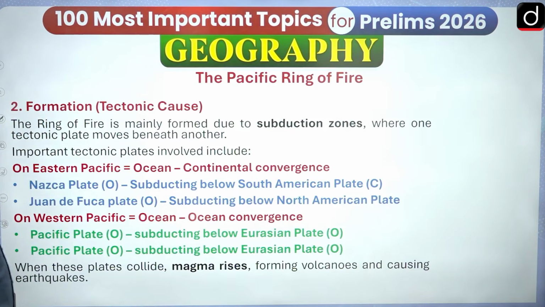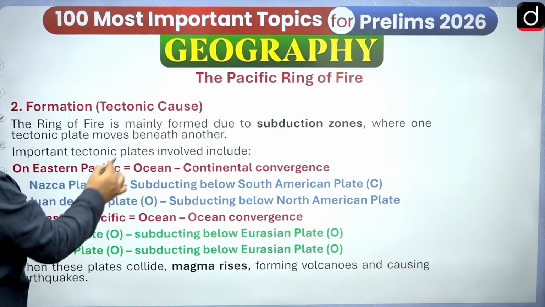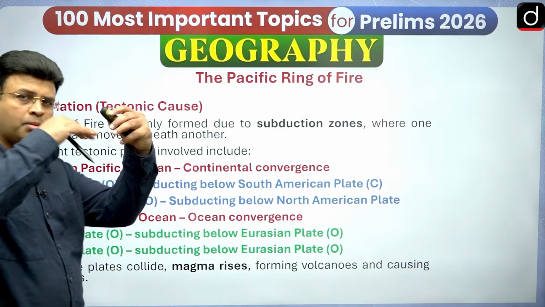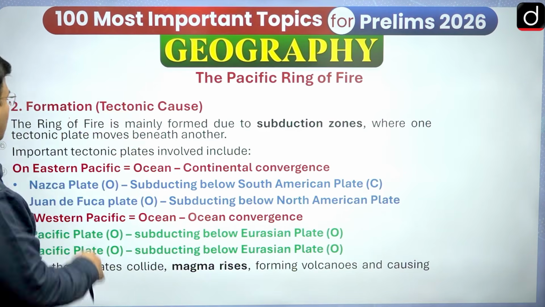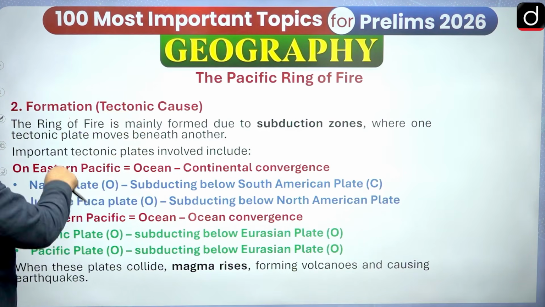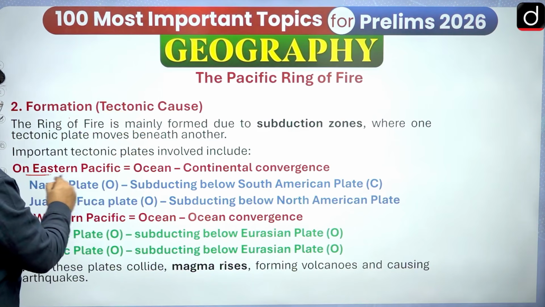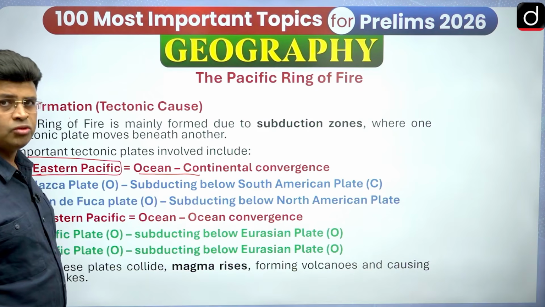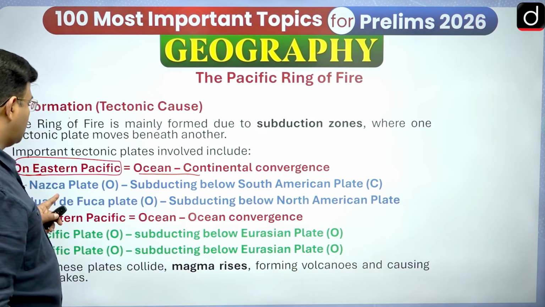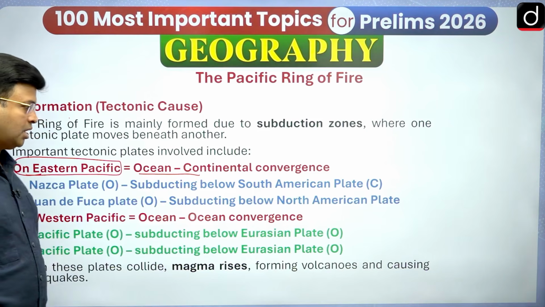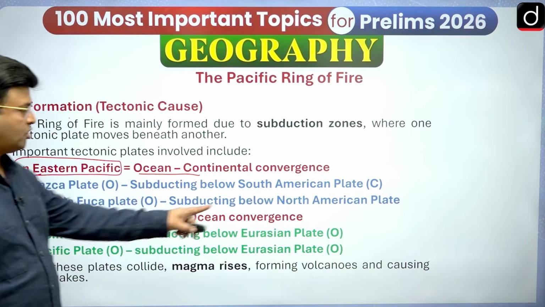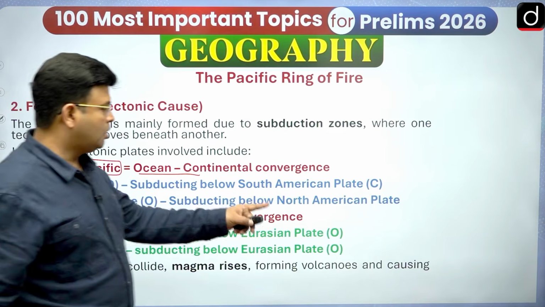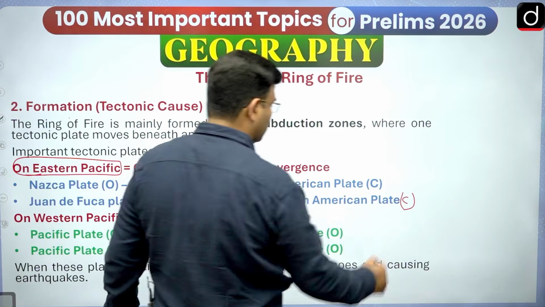Now, the formation of the Pacific Ring of Fire: it is mainly formed due to subduction zones, where one tectonic plate moves beneath the other. The important tectonic plates on the eastern Pacific are ocean-continental, in South America and North America. The Nazca plate is subducting below the South American continental plate, where O means oceanic and C means continental. Then the Juan de Fuca oceanic plate is subducting below the North American continental plate.